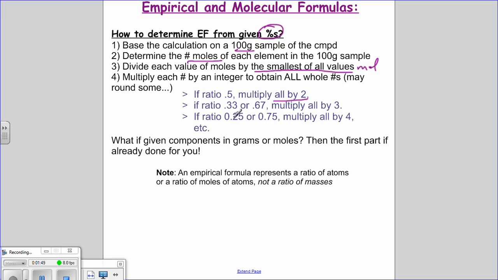This is just kind of a cheat sheet here. You need to know these. If you have a 0.33 number, you're going to multiply it by 3. If you have a 0.25 number, you're going to multiply by 4. Those are the easier ones. The 0.67 and 0.75 we don't see too often, but this is how you multiply in order to get a whole integer. Now that's if you have percents given to you in the problem. If I give you grams, you're already done. You just need to take your grams and go to moles, or sometimes I give you moles, and that's the easiest part because you automatically have your moles. You just need to divide by the smallest number. And this little note here is important just to tell you why we do this, because empirical formulas are ratios of atoms or moles, not masses. So that's what we have to convert to moles.